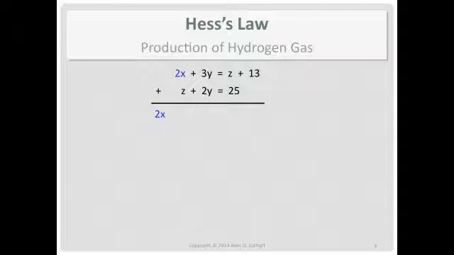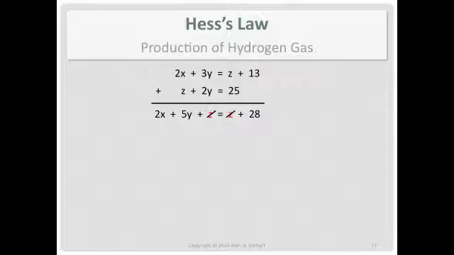Okay, so 2x. We get a total of 5y, and then we have a z. Now for the right side of the equal sign, there's a z, and then 28. Now you see that you have a z on both sides of the equal sign. So what are we allowed to do? Subtract z from both sides. So you end up with 2x plus 5y equals 28.